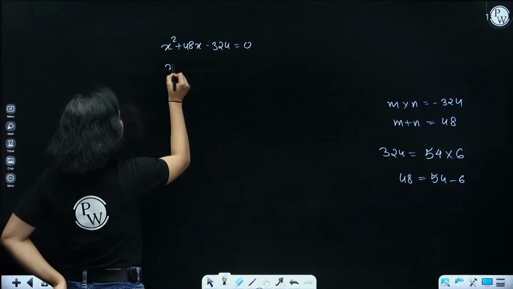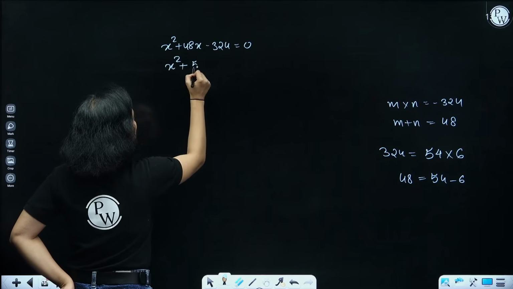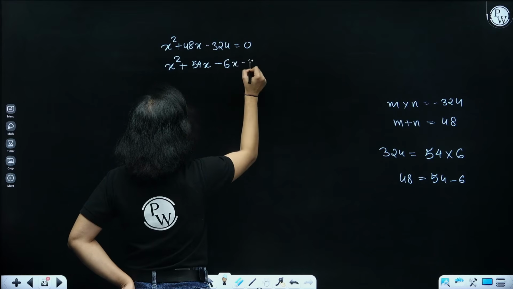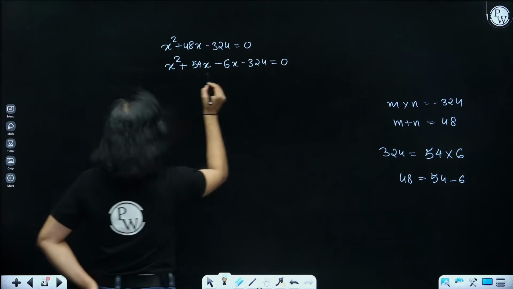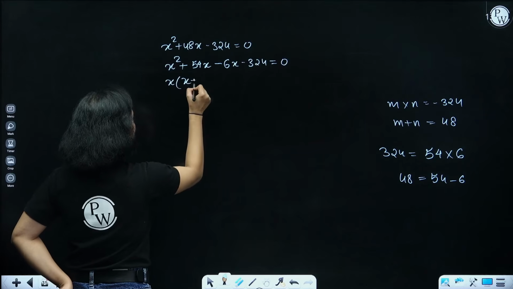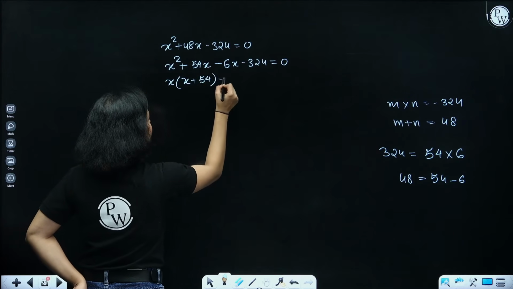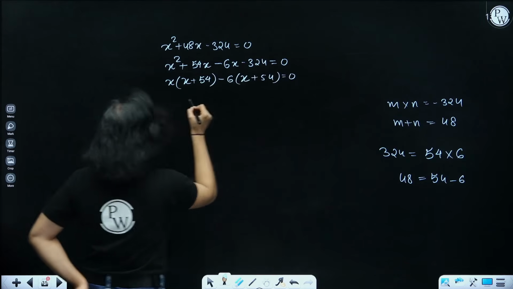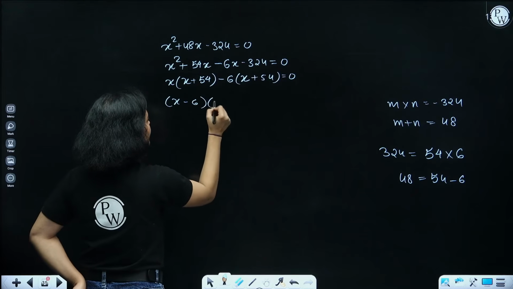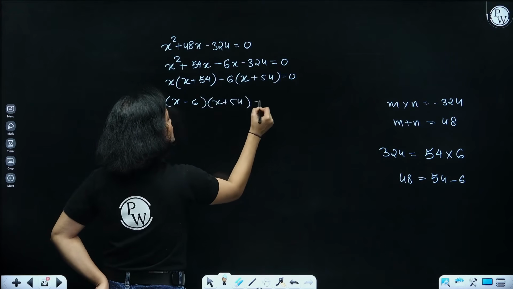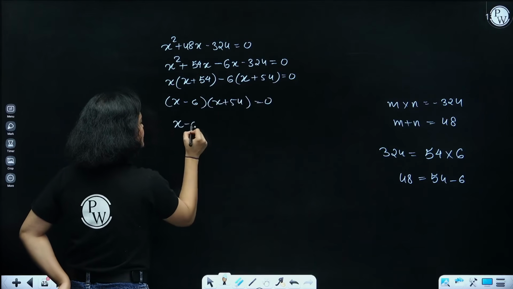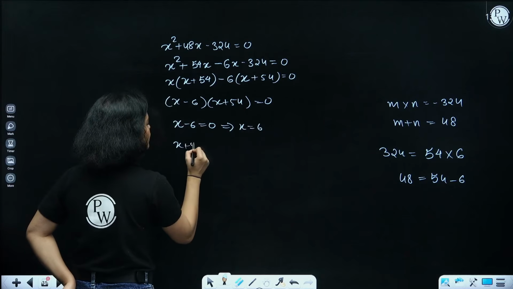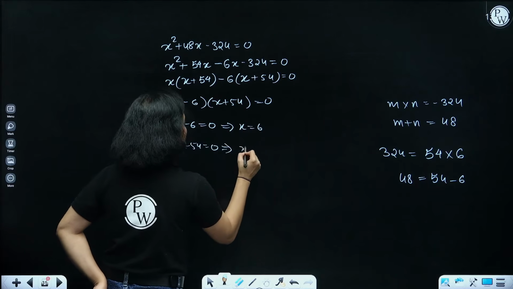So let's split the middle term. So plus 54x minus 6x minus 324 is equals to 0, right everyone? So here we'll have x as common. So x plus 54 inside the bracket, then negative 6 common, and again x plus 54 inside the bracket is equals to 0. So we have x minus 6 in one bracket, x plus 54 in another bracket equals to 0. So here x minus 6 is equals to 0 gives us x is equals to 6, while x plus 54 is equals to 0 gives us x is equals to negative 54.